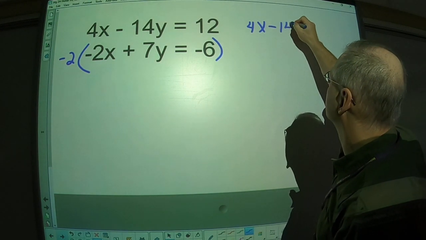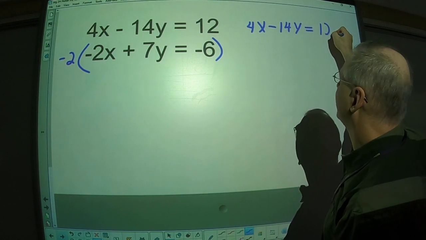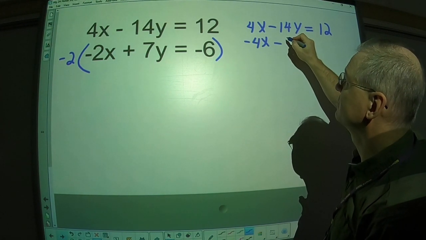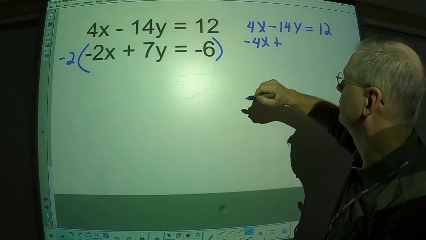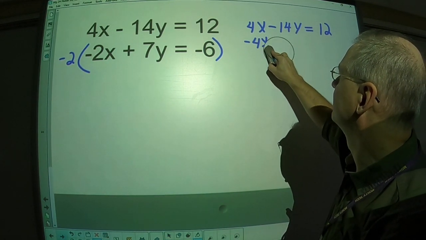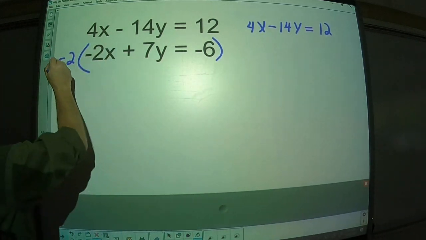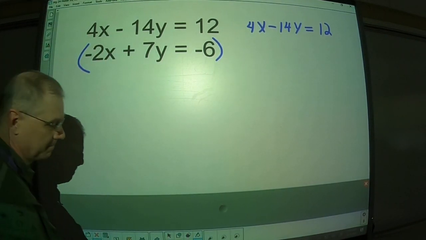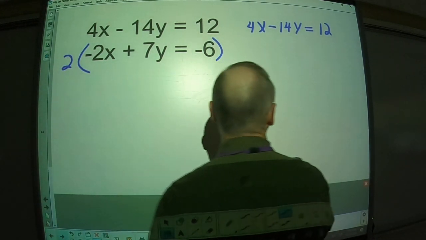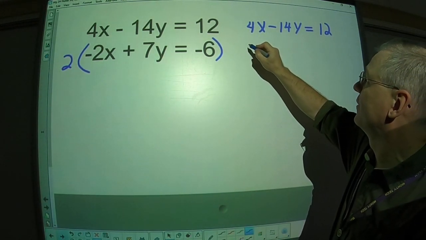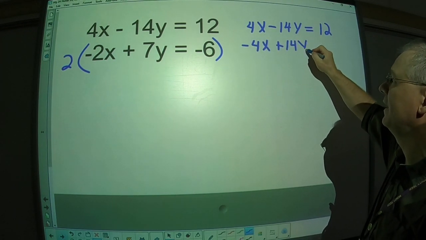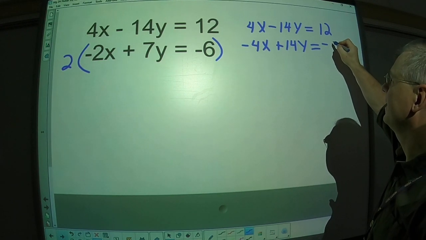4x minus 14y equals 12. Negative 4x minus, no. Why did I put a negative 2 there? Hold on. I meant to put a positive 2 there, didn't I? Positive 2. Should have written it that way in the first place. All right, let's do that now. Negative 4x plus 14y equals negative 12.